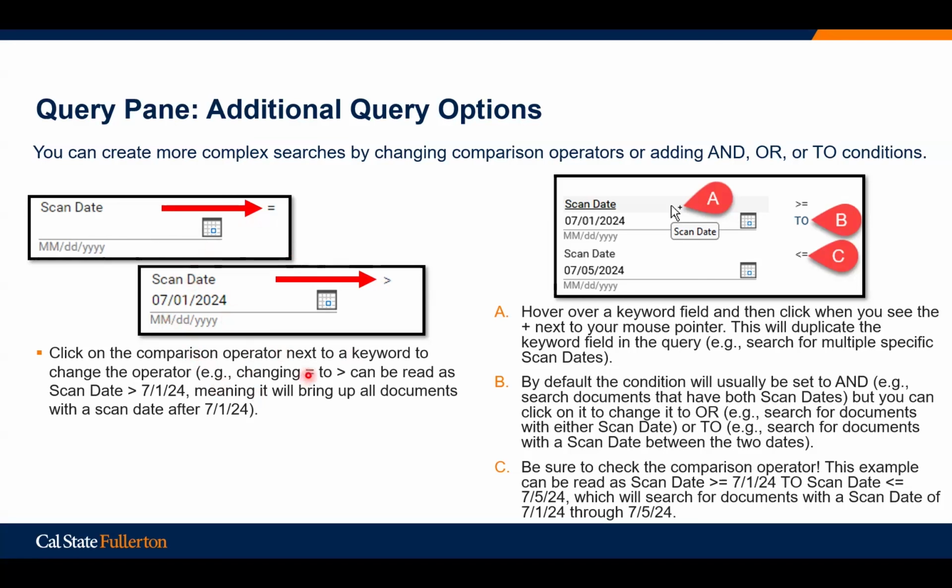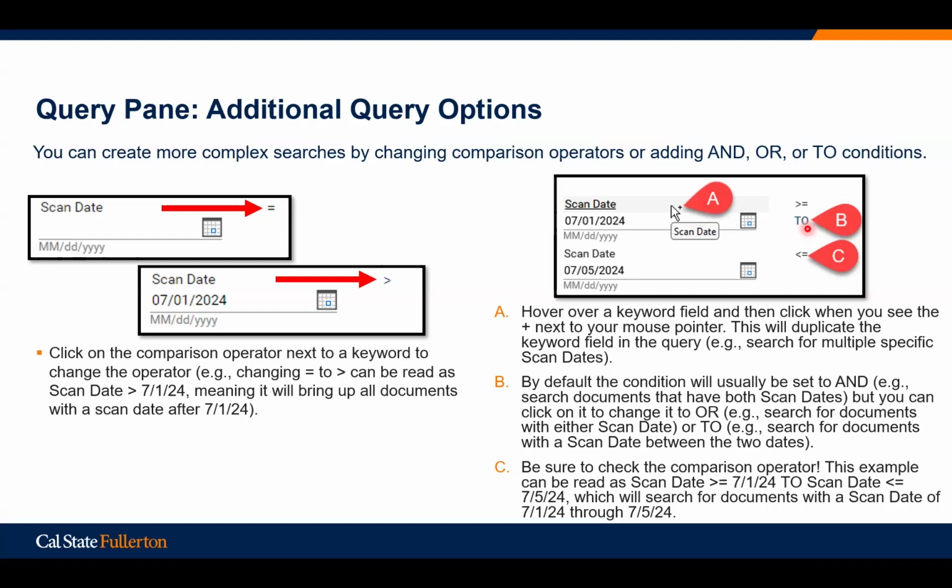So that's one option. Another option you have is to duplicate keyword fields. When you hover your mouse over a particular keyword field, you'll see a little plus sign appear next to your mouse. When that happens, you'll click it, and that will create a duplicate of that keyword field. In this case, I have 2 scan dates. And again, I can work with the different comparison operators. And then I also have this condition here.